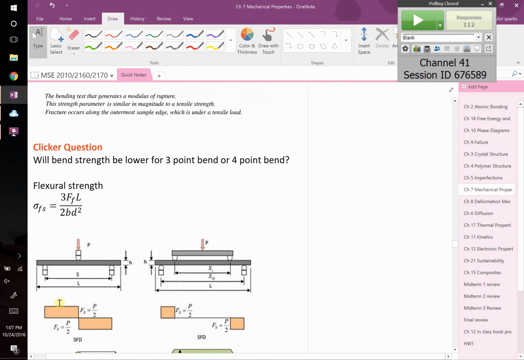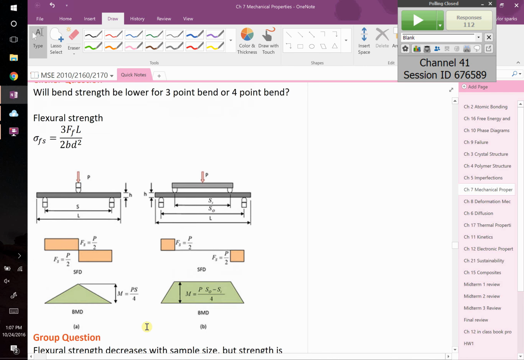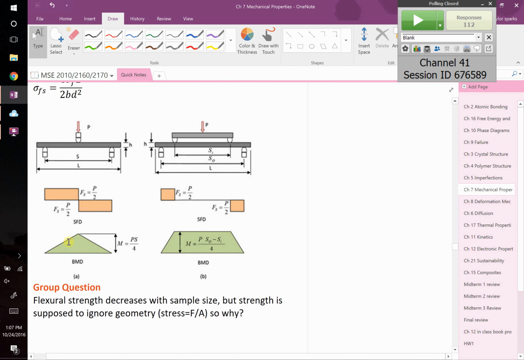So the force might look something like this, right? So here's the force diagram. You're applying forces up on these points, down on there, right? So you've got your force diagram, right? In this case, you've got no force in the middle, right? It's canceled out. And then if you look at the bending moment diagram, in a 3-point bend, the bending moment actually increases until you get to the middle, and then it decreases.